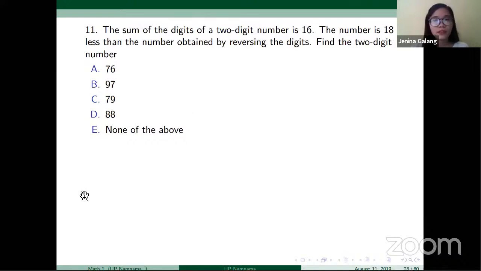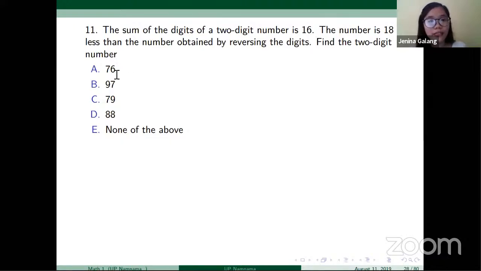So, proceed na tayo sa number 11. The sum of the digits of a two-digit number is 16. So, meron tayong number that has two digits. The number is 18 less than the number obtained by reversing the digits. Find the two-digit number. So, dapat yung sum ng two digits ng number natin is equal to 16.